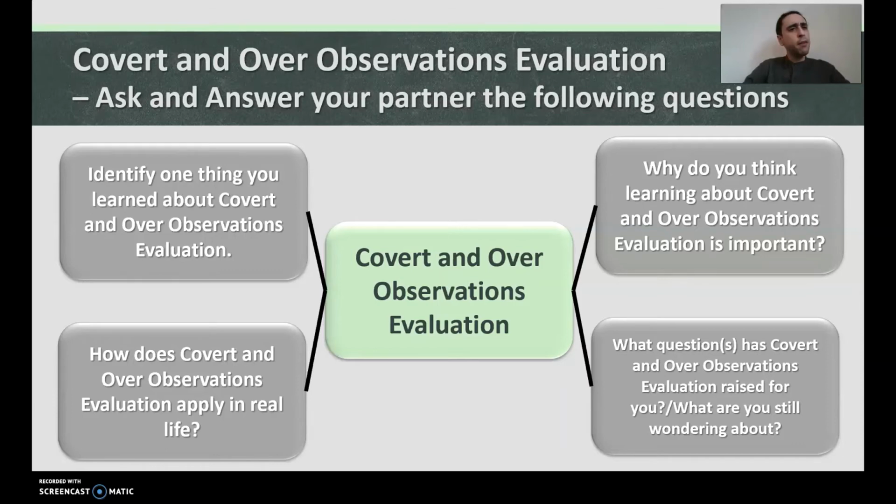Again, think about, identify one thing you learned about covert and overt observations. Why do you think learning about covert and overt observations is important? And how does covert and overt observations apply in real life? When does it apply in real life? Again, if you've got any questions, let me know, write them down, send me an email or leave it in the comments.